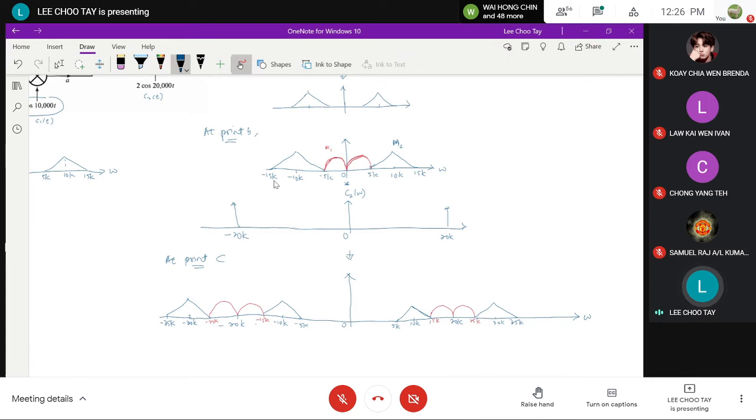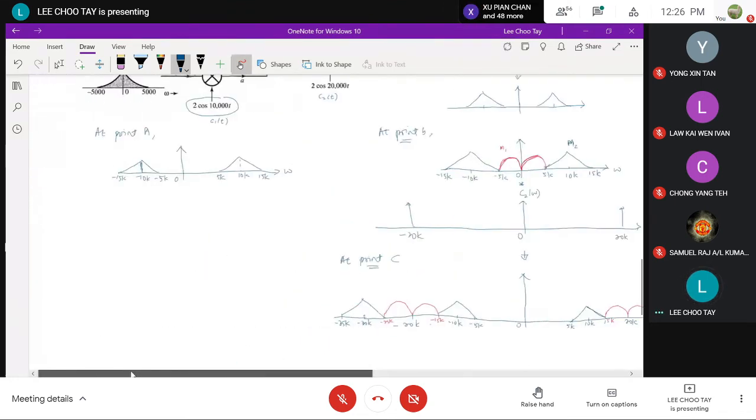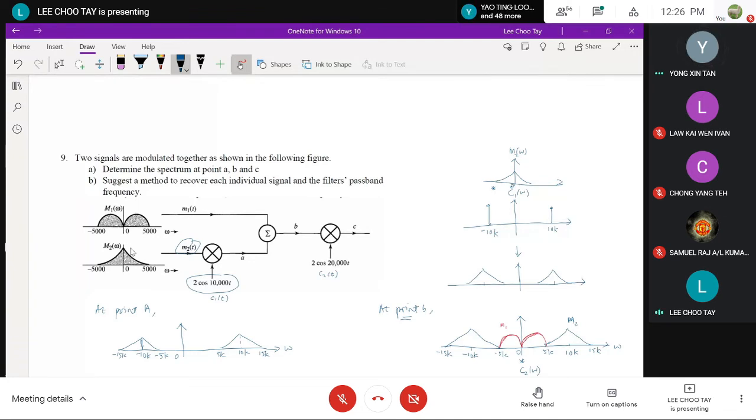You want to get this down first? Should we write the amplitude? I think in this case there is no need, because the amplitude is not given. So there is no need to write the amplitude. If the amplitude is given, then you write the amplitude.